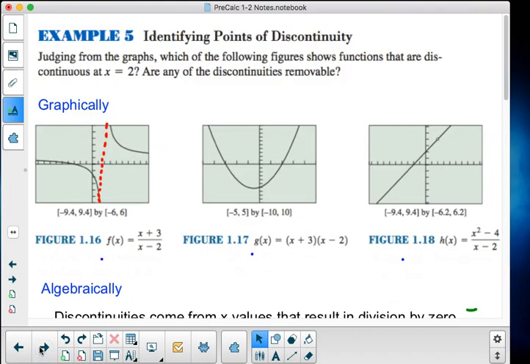Now, identify points of discontinuity judging from the graphs. Which of the following figures shows functions that are discontinuous at x equal 2? Are any of the discontinuities removable? Okay, so I want you to look at it.